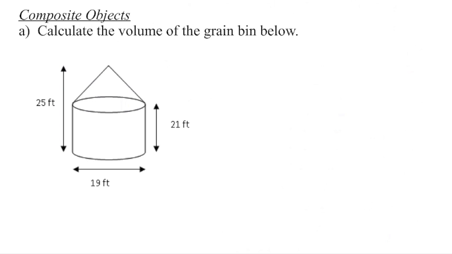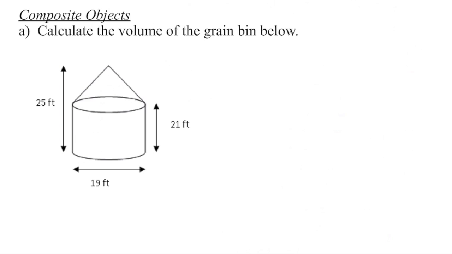When dealing with composite objects, we have 2 or more objects put together. We're going to calculate the volume of each and add them all together. Unlike surface area, we don't need to worry about taking off certain pieces. If you imagine we have a cylinder, we're filling it all up with water, for example. We have a cone and we're filling it all up with water as well. When we put the 2 of them together, the volume is going to be the amount that fills up both objects. So we're just calculating the volumes and adding them together.